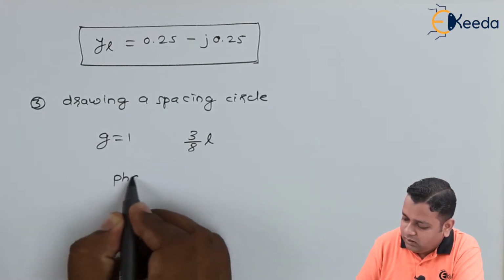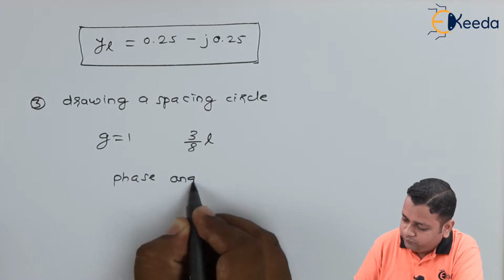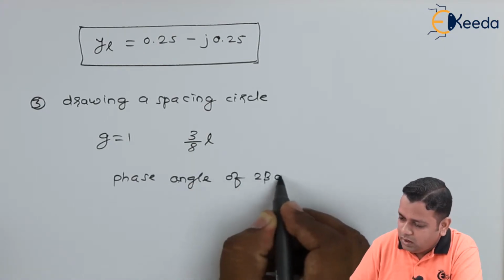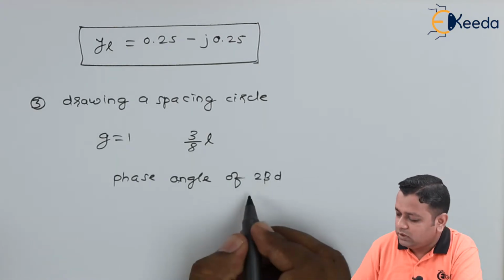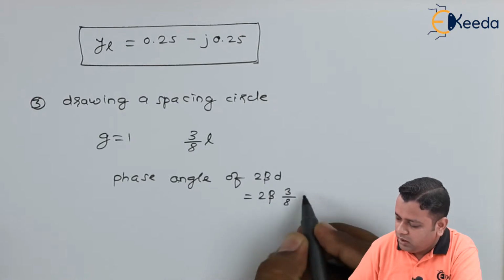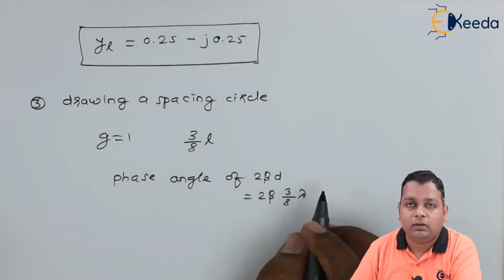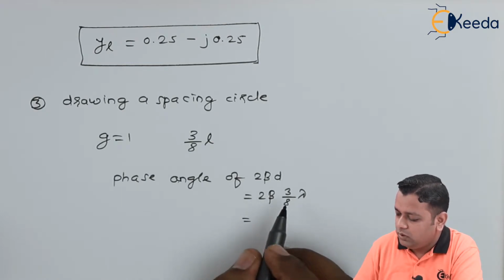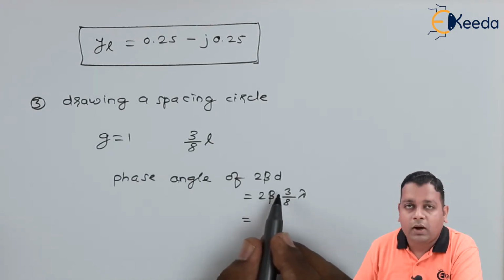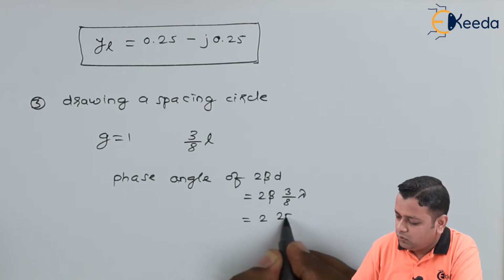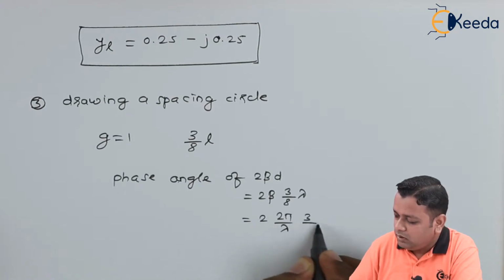So the phase angle will be 2 times beta into d, which can be substituted as 2 times beta into 3/8 times lambda, the wavelength here. So now here we come to have the value. So beta is equal to 2 pi divided by lambda. So lambda will get cancelled, and here we shall be left with 2 into 2 pi divided by lambda, 3/8 times lambda.